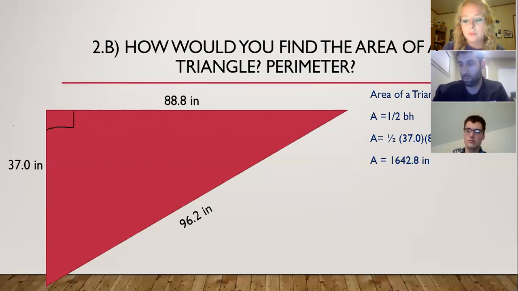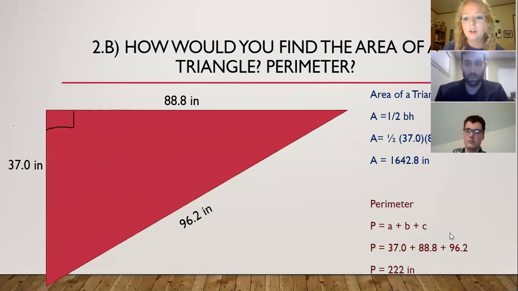1,642.8 inches. And then when we do our perimeter, just like you taught us, Jerry, we're going to take all the length of the sides and add them together. So that's going to be side A, side B, and side C. So we're going to add that together. And when we do this, it's going to give us our answer of 222 inches as the perimeter. And that's going to be the total amount. So this is how you would find the area of a triangle and the perimeter. That looks great. Thank you.